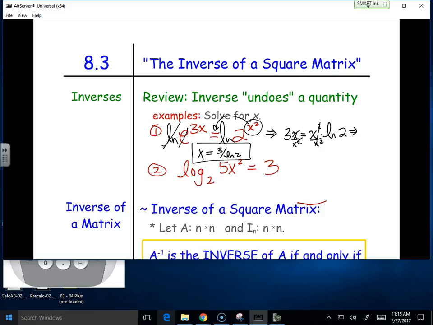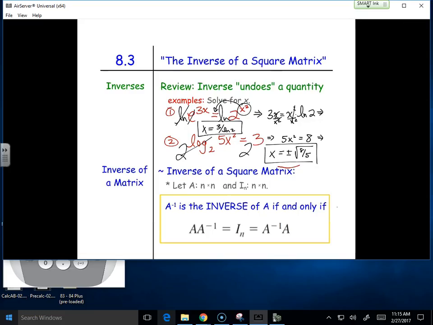Why do we need inverses? To undo stuff, right? How would you undo number 2? Remember the big old 2? We end up with 5x squared is equal to 2 cubed, which is 8. X is equal to plus or minus the square root of 8 fifths. Yes. Why do we need inverses? To undo stuff. So what are we going to be undoing on Wednesday?